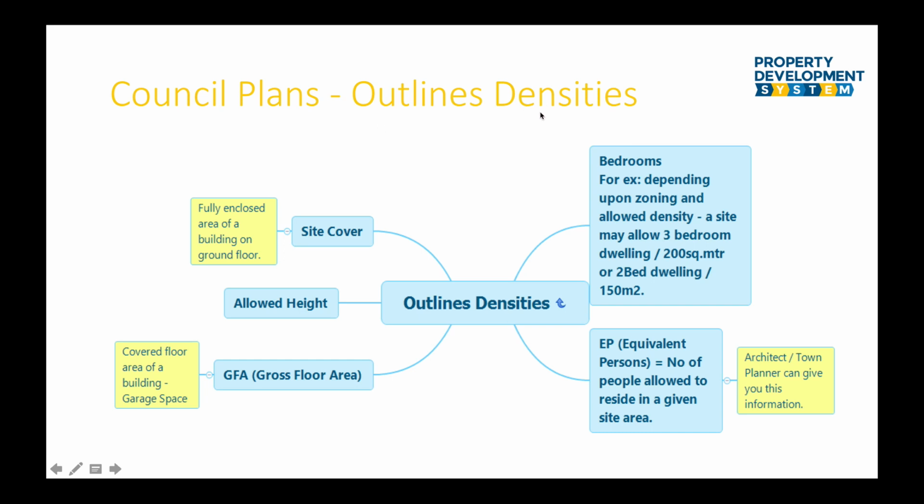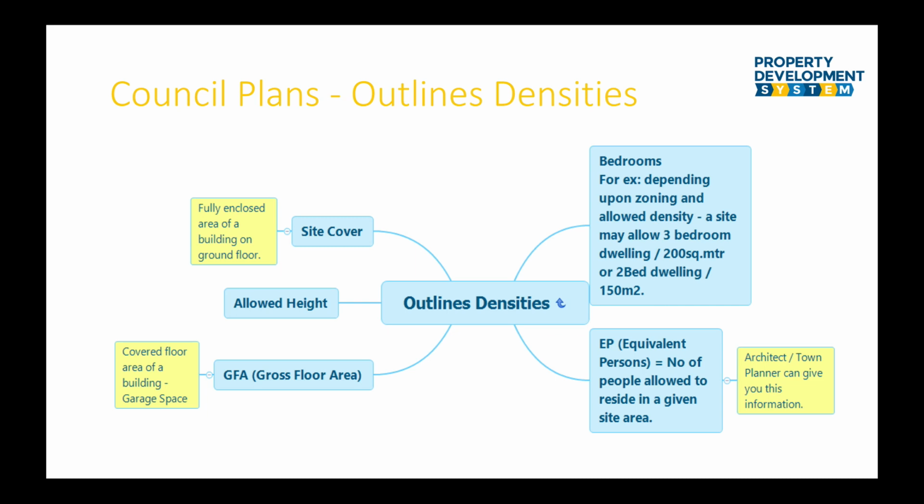Council plans outline intensities, site coverage, allowed height, gross floor area, we've discussed that. You've got to understand what EP is, which basically means equivalent persons, equal to the number of people allowed to reside in a given site area. A town planner or an architect would be able to give you this information about the site. You don't really have to know this by heart.